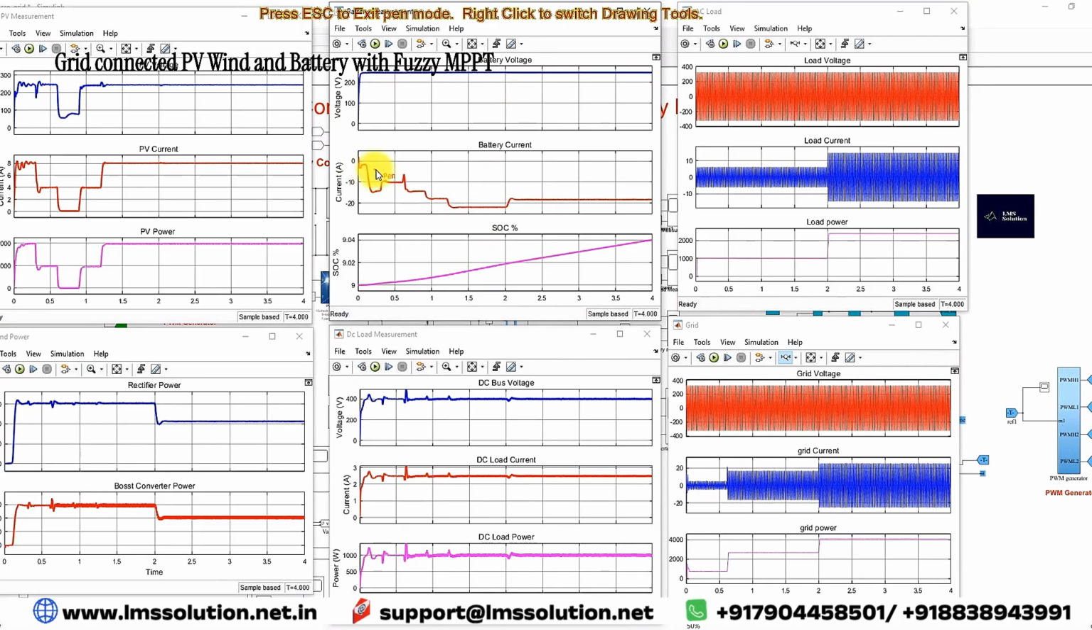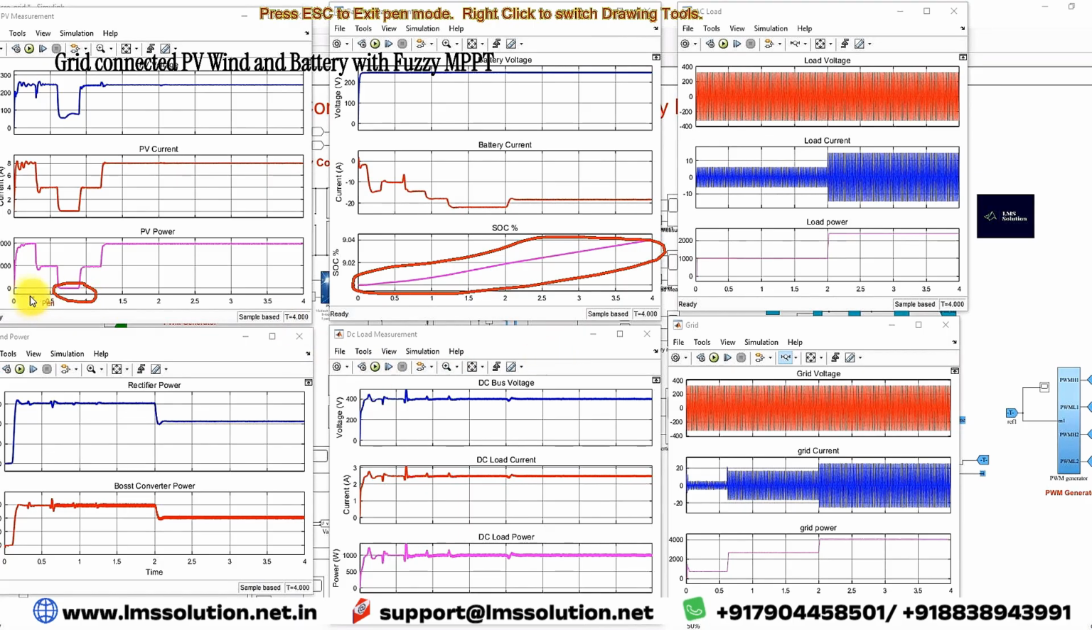Here you can see that initially the battery current is maintained around 10 amps. After that it comes to minus 15 amps, then minus 17 amps, and then minus 22 amps. Why? Because during this time the PV power goes to around 0, and the PV current goes to less than 0.5, and then you can see that the SOC of the battery is less than 10% only.